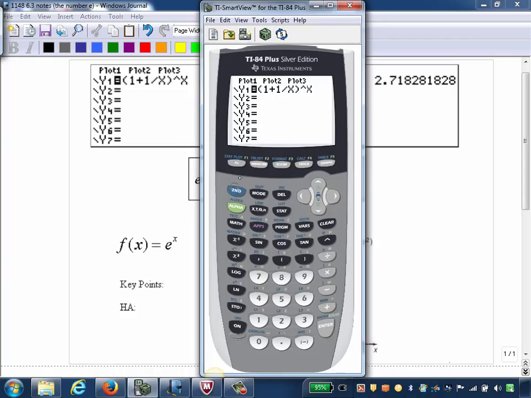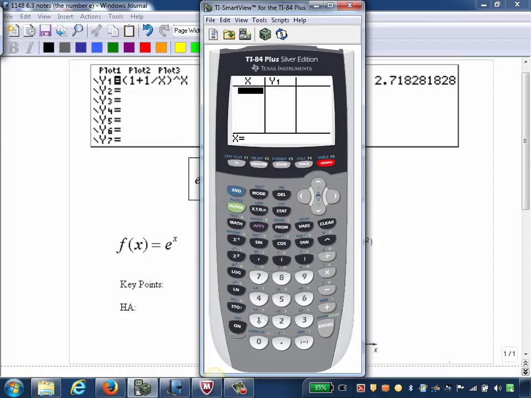Now we're going to change our table setup. We use the auto feature most often. For this discovery, I want you to arrow down and select ask instead. So hit enter to select ask instead of auto. Now when we go to the table, second graph, go to the table, it's empty. So instead of just generating the x values for us automatically, we're going to enter the x values.